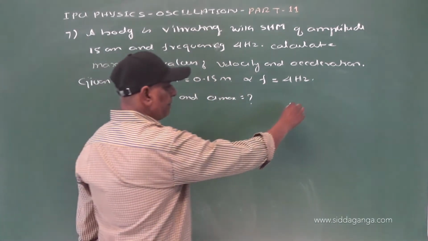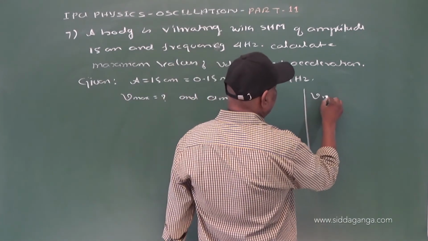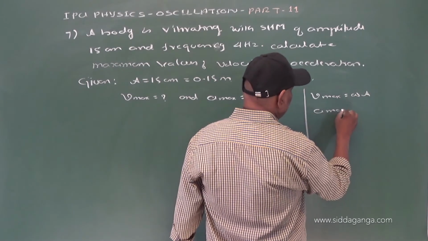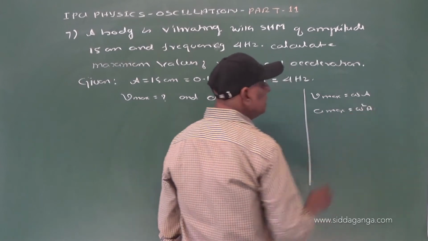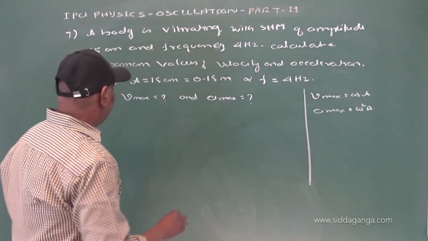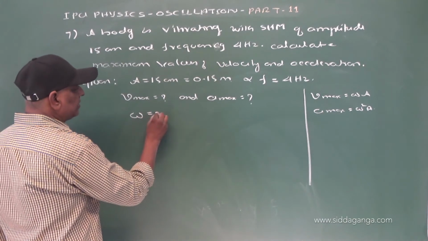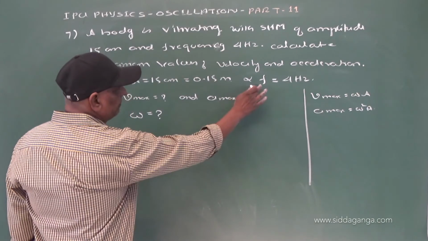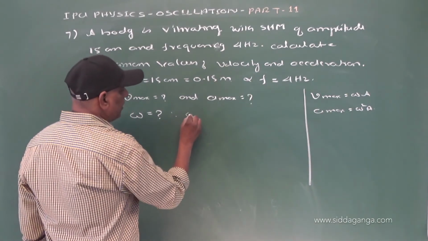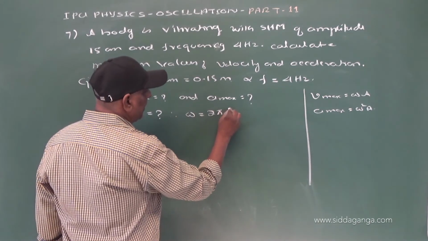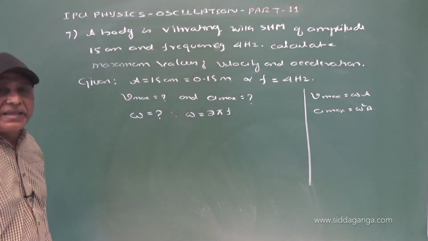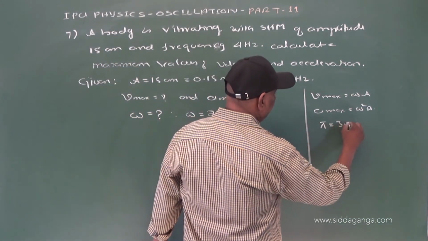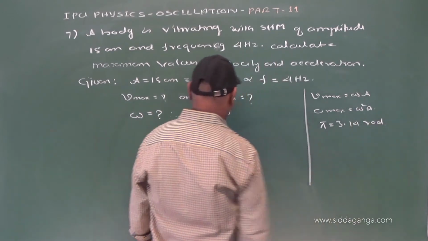Now we know that V maximum is equal to omega into A, and a maximum is equal to omega square into A. Therefore, we need to find omega. Frequency is given, therefore omega is equal to 2 pi f, where the value of pi is 3.14 radian in SI system.